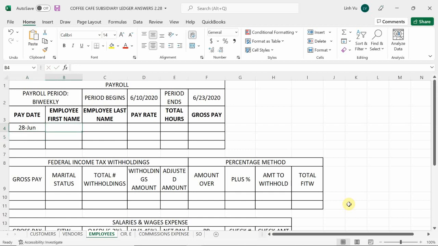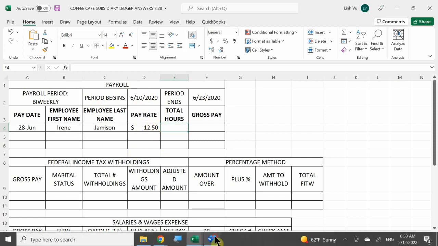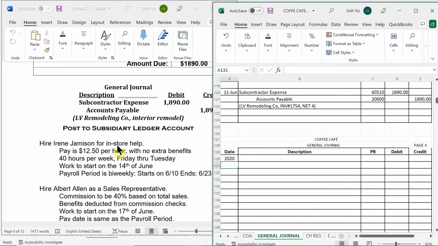First name, Irene. Last name, Jameson. Pay rate, $12.50 per hour. And we haven't calculated how many hours she worked yet, because that's when we figure out how much we need to pay her through payroll. So in this case, we could stop here, as long as we enter her information so that we know we have an employee and that we're going to pay her $12.50.